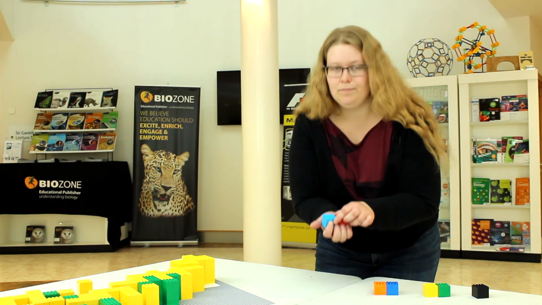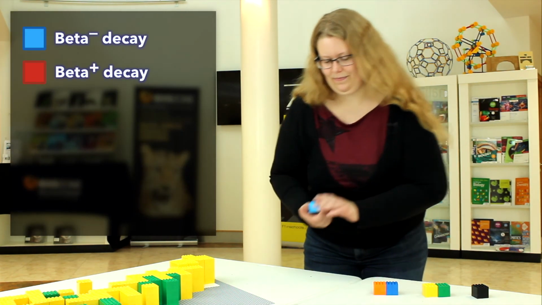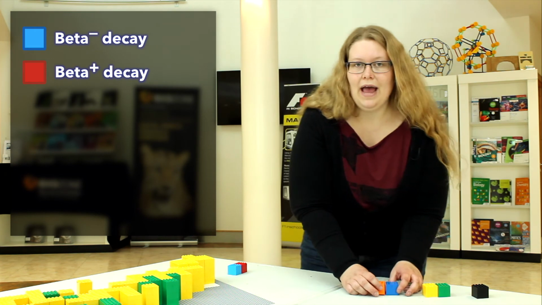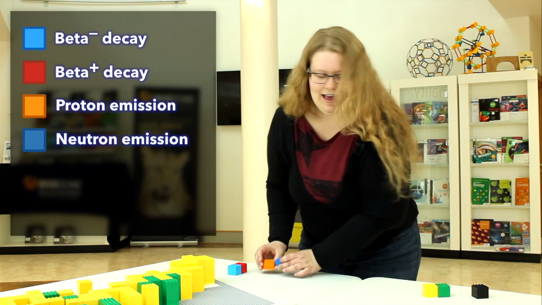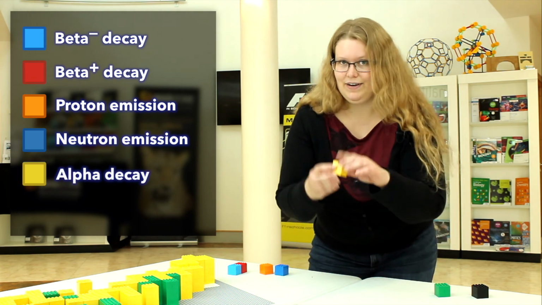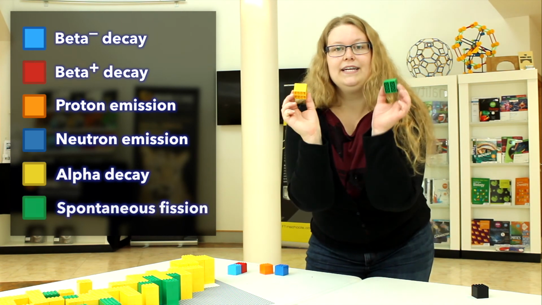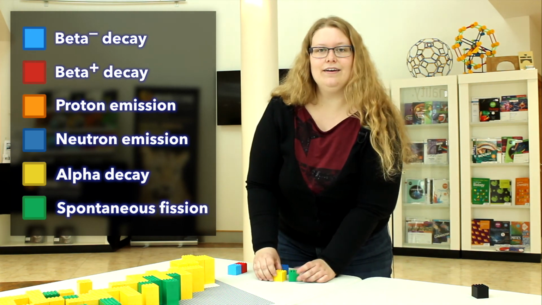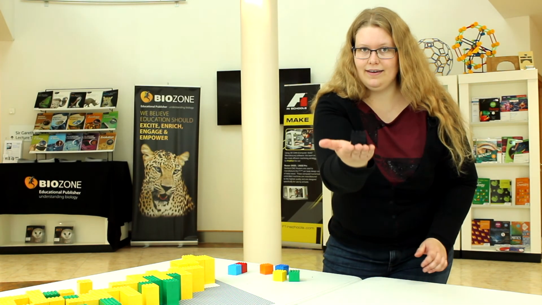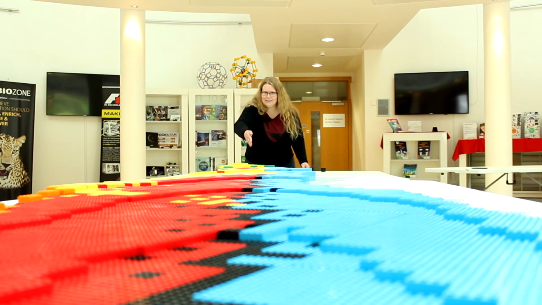We have the beta decays, we have proton emission and neutron emission, we have alpha decay, and we have spontaneous fission. And all of those decays take us towards the black, towards the line of stability.